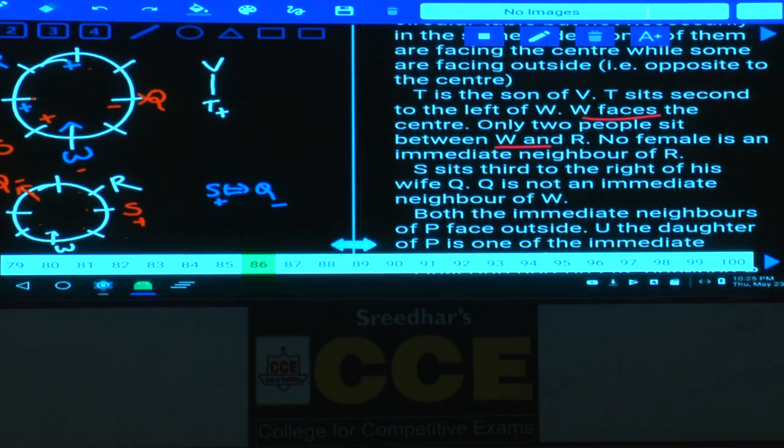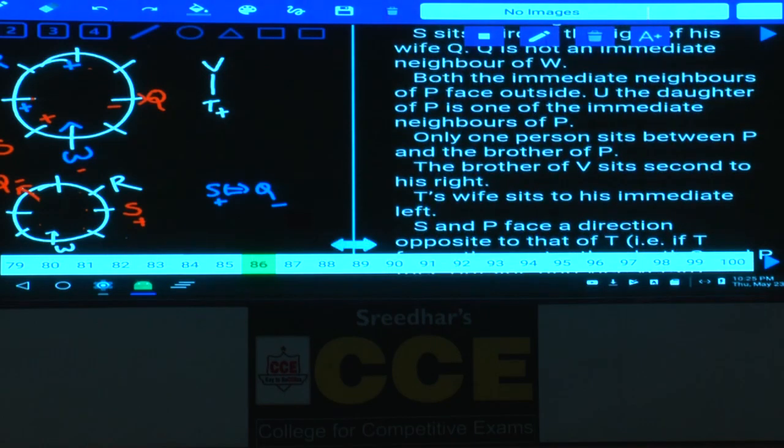Then Q is not an immediate neighbor of W. Both the immediate neighbors of P face outside. Now let us check the possibilities for P. P cannot be at this place, because if P is here, one of the immediate neighbors of P is Q, who is facing away from the center, which is not possible. Both the immediate neighbors of P are facing outside. Now P cannot be in between W and Q because W is facing the center. Hence P can be in these two places. P can be here or P can be here.